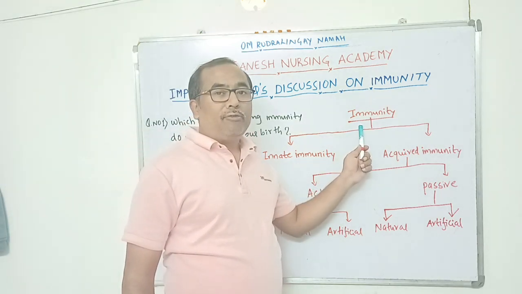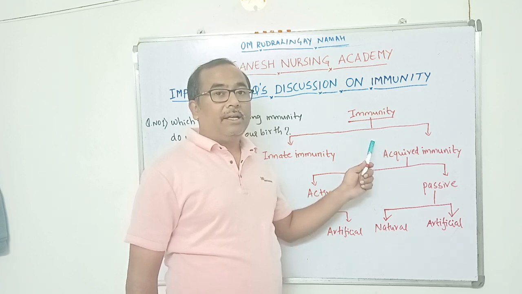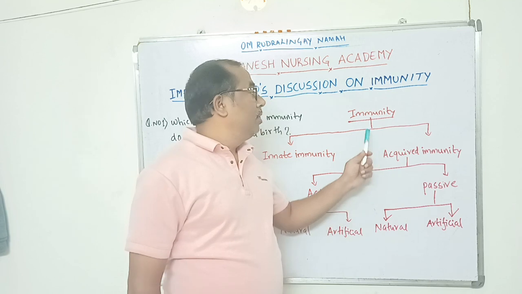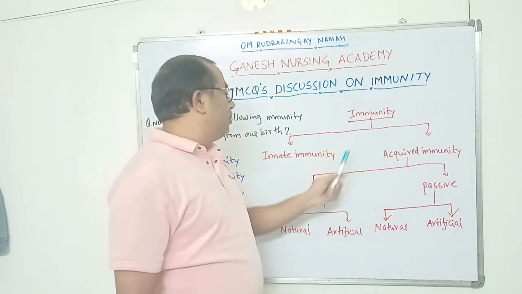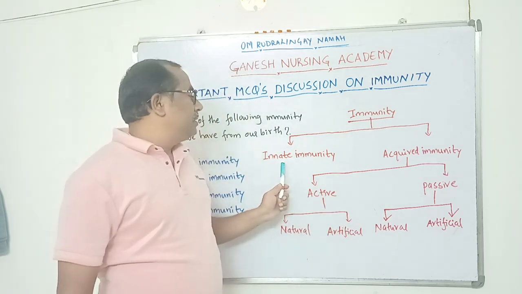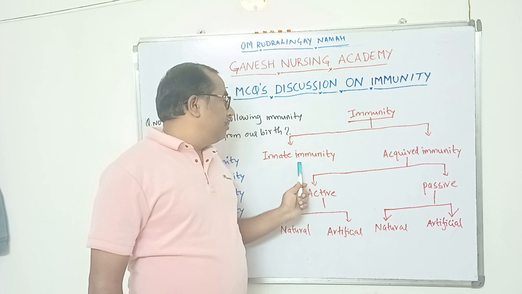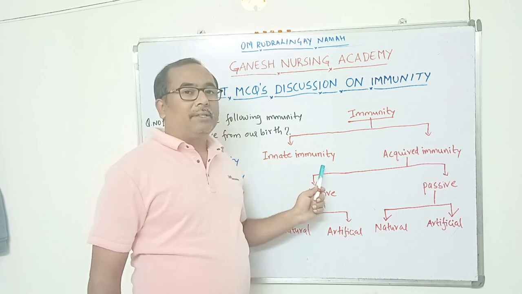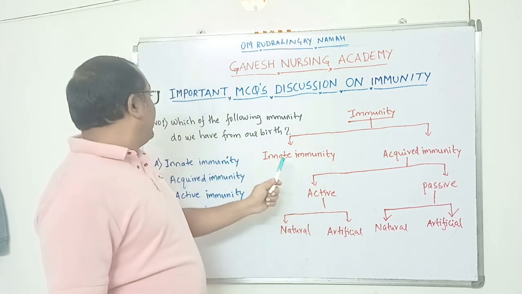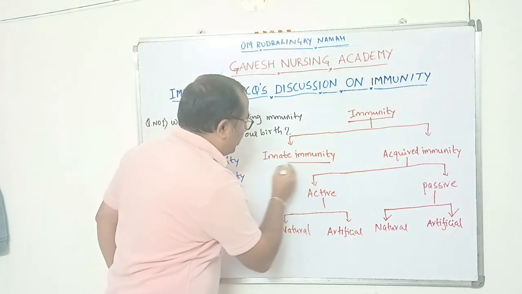Immunity is the ability of host cells to fight against microbial agents. This capacity is known as immunity. This immunity can be classified broadly into innate immunity and acquired immunity. Innate immunity is the immunity or resistance that is present by birth. It is an immunity that we have from birth.